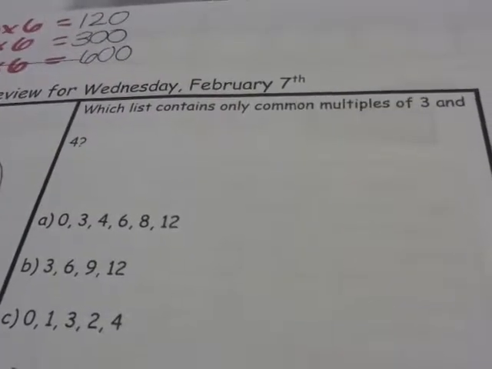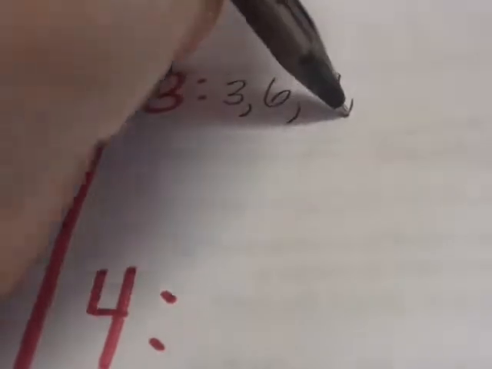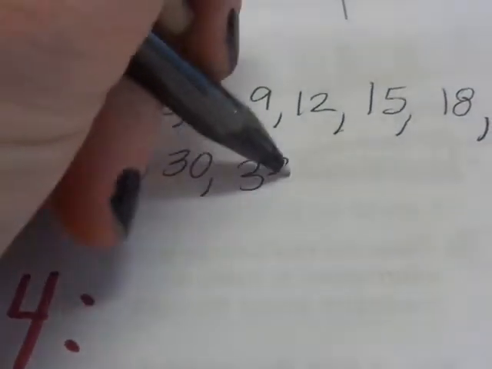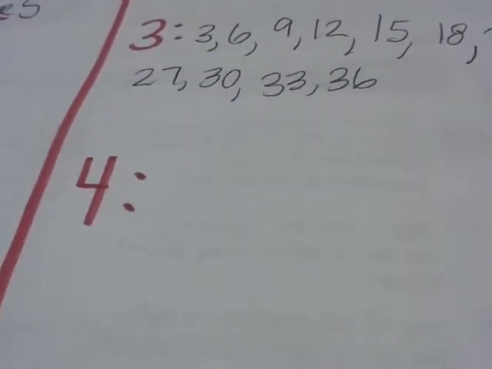Which list contains only common multiples of 3 and 4? Keyword in this question, multiples. That means we skip count. So we're going to skip count by 3 and 4. So let's do that. Skip count by 3. 3, 6, 9, 12, 15, 18, 21, 24, 27, 30, 33, 36.